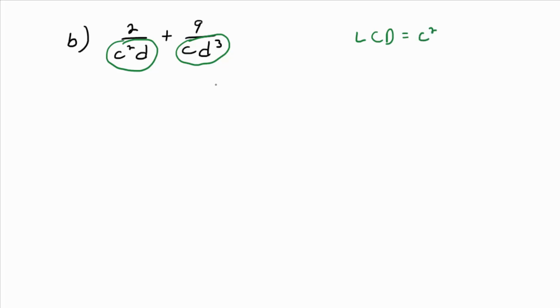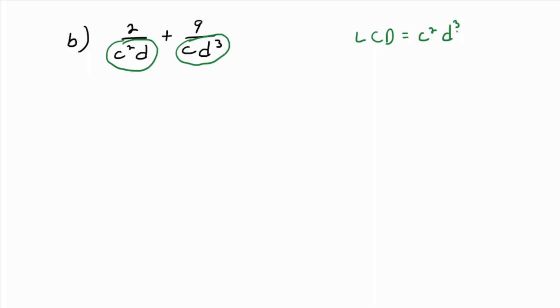C squared. And then look at the base d in both denominators. You have a factor of d in the first denominator, a factor of d cubed in the second denominator. And you want to take the higher power. Which one's the higher power? D cubed, and you want to multiply that times the c squared. And you take that product, and that will be the LCD.